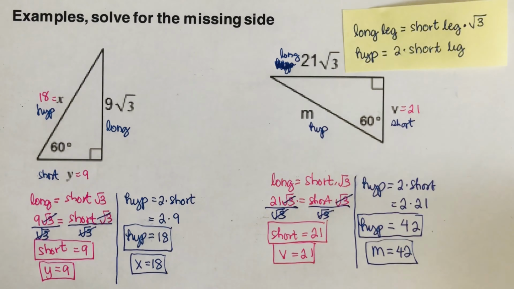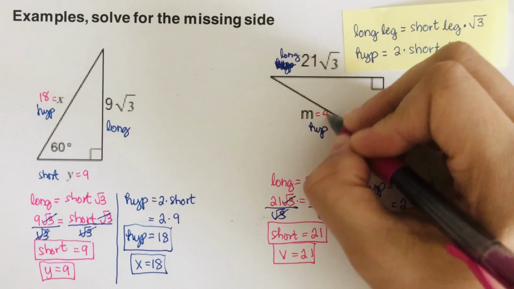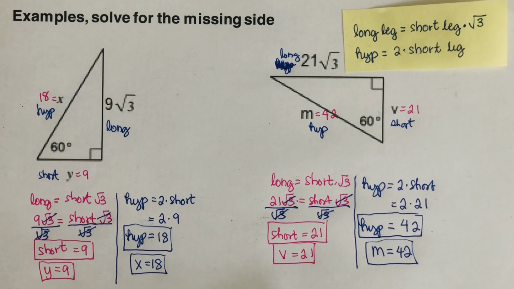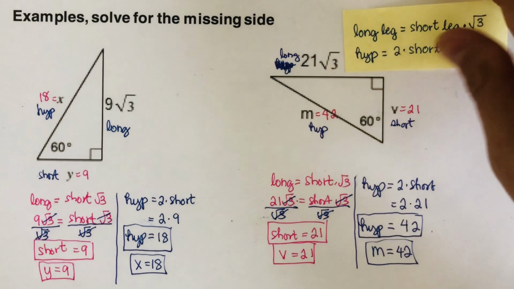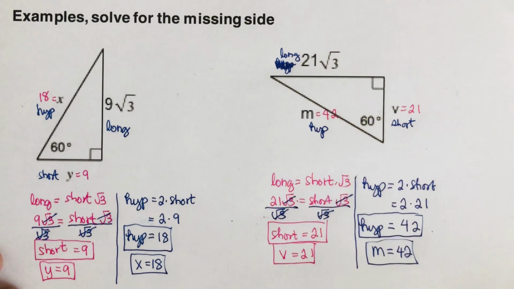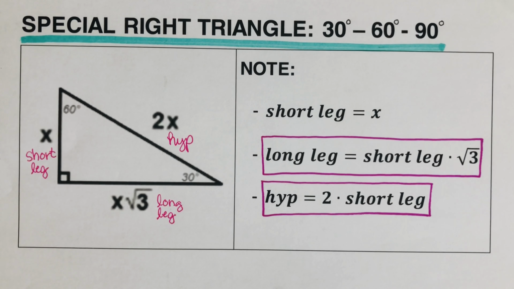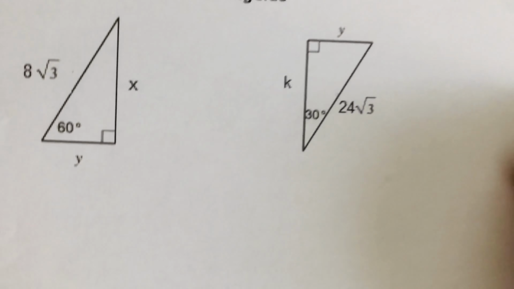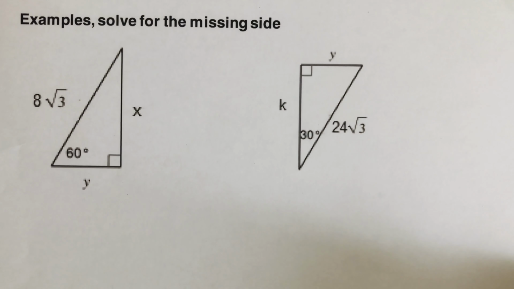So these are the answers here. So this is 42. Did you get the same answers as this? Good. Perfect. Now let's move on to the next example here. We are going to have the third set of examples. Okay, so let's take this example right here.